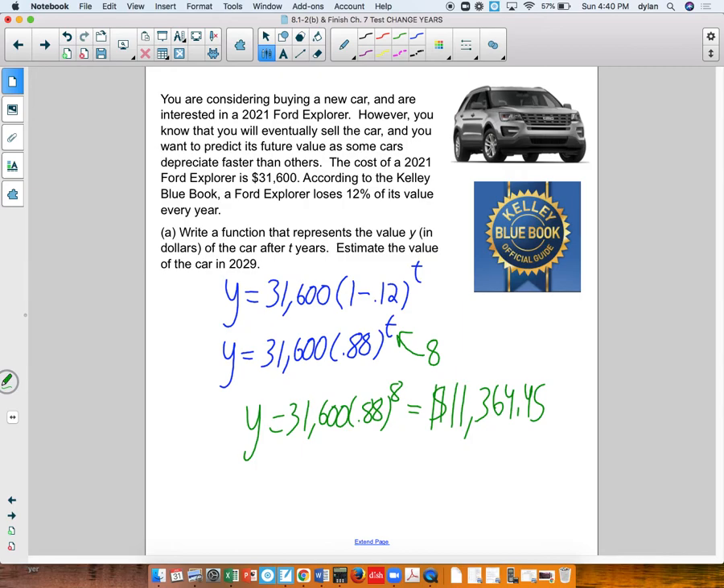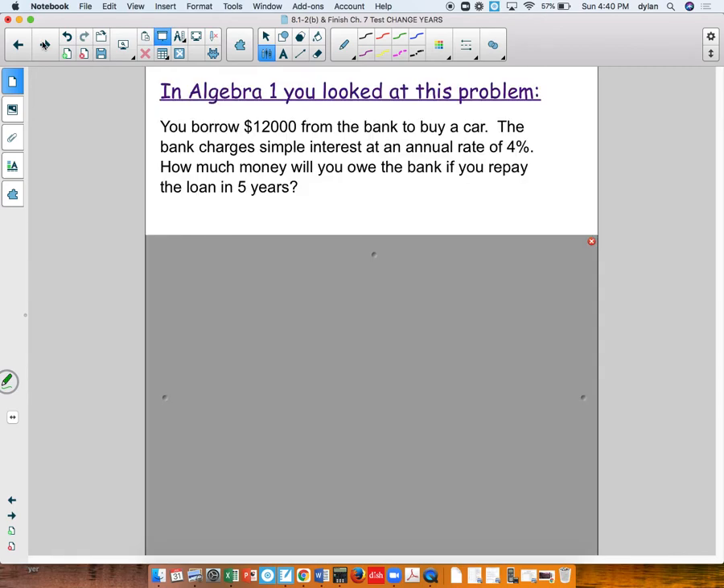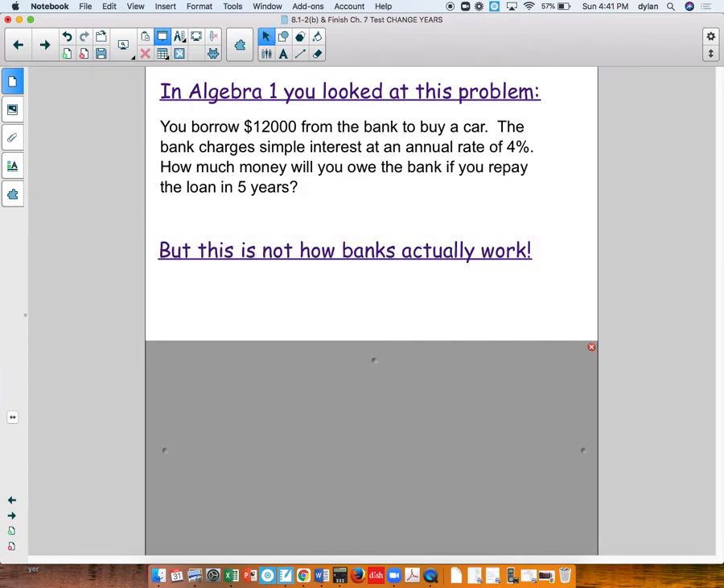So finally, our last topic for this section is compound interest. In Algebra 1, we did some pretty simple interest calculations. We said, you borrow $12,000 from the bank to buy a car, and they charge you a simple interest rate of 4% per year, and you want to know how much you would owe the bank if you repaid the loan 5 years later. That's all well and good. The only problem is banks don't do this.